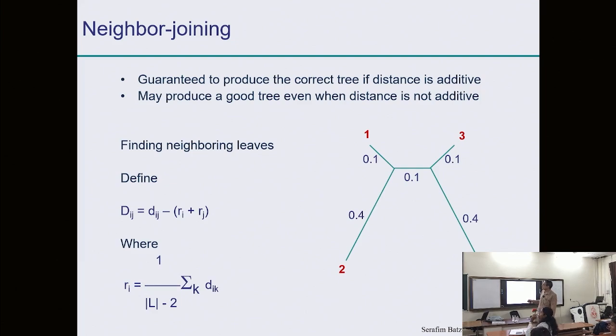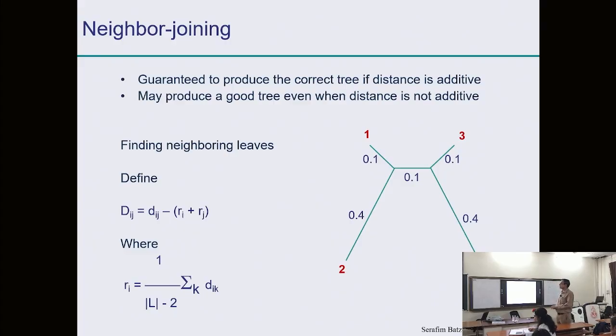So, 1 compared with 3, the distance between 1 and 3 and the distance between 1 and 4, take the average of this, that is R1. R2 would be the distance from 2 to 3 plus the distance from 2 to 4 divided by 2. So, the average of these two, that would be R2. When you subtract these distances, that will compensate for the long branch lengths. There is a proof, and if you are interested, you can go through it. That is very interesting.